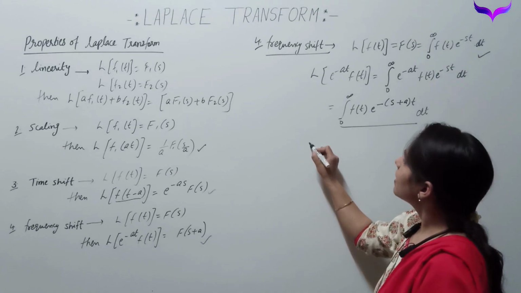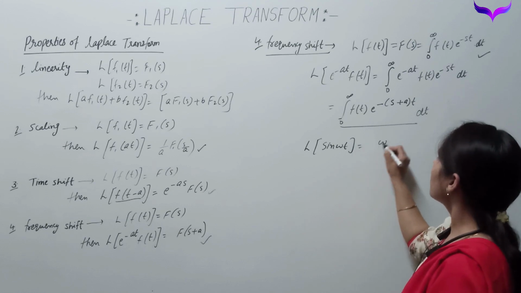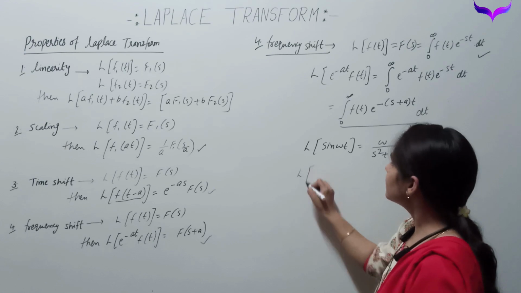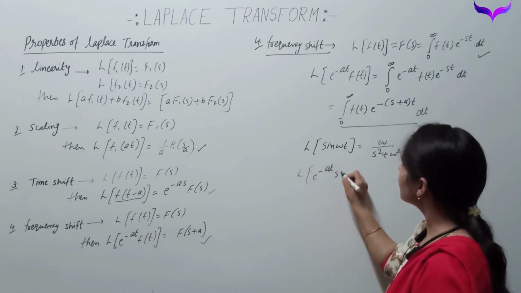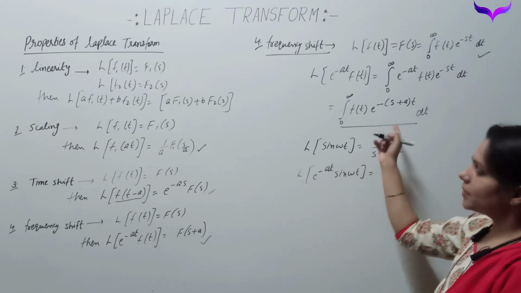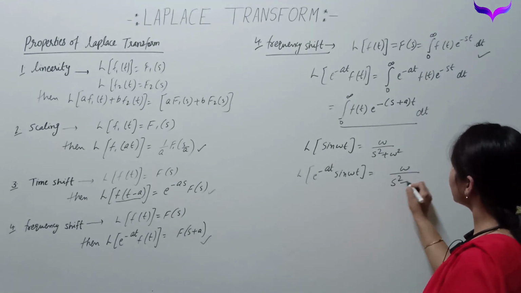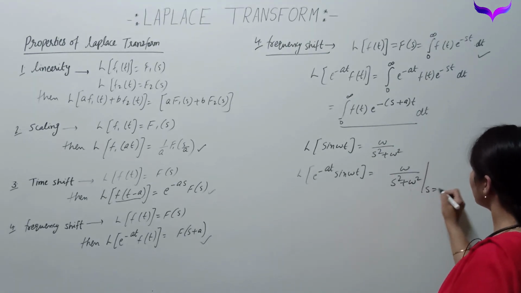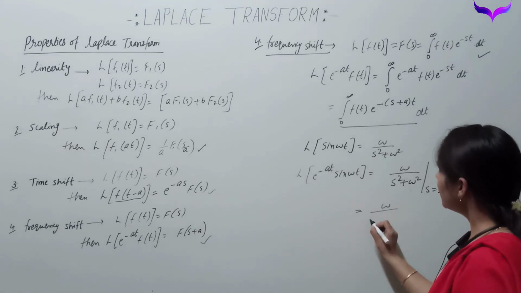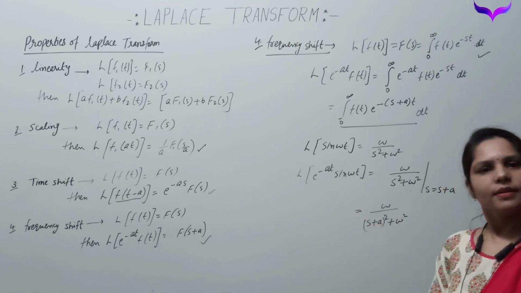Let's take an example. Laplace transform of sin omega t is equal to omega upon s square plus omega square. Then Laplace transform of e raised to power minus at sin omega t is equal to, from this equation, how can we write it? The expression will be the same, omega upon s square plus omega square, but put s equal to s plus a. Then what will be the result? Omega upon (s plus a) square plus omega square. Right?